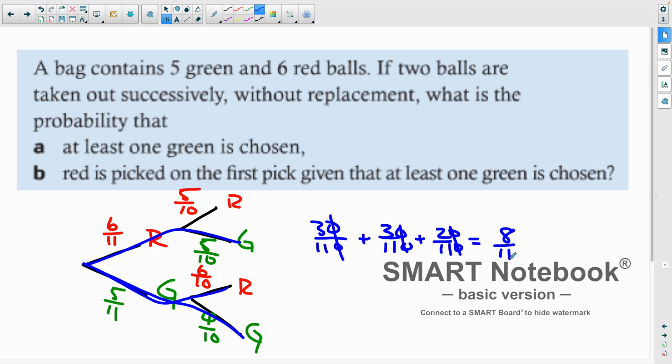I don't want a red. A red would be 3 out of 11s. And so if I subtracted the 3 out of 11s, that would give me the 8 out of 11s as well. Okay? I can do that either way.